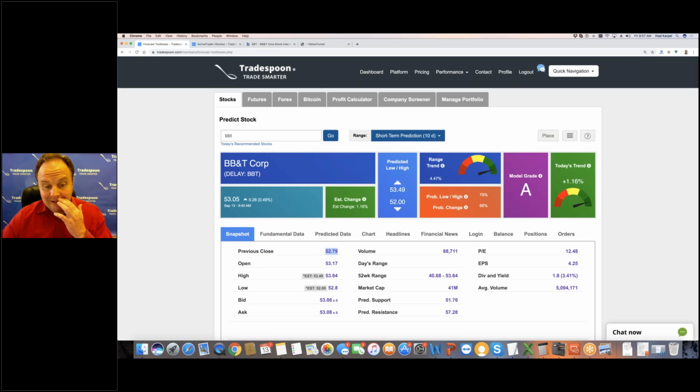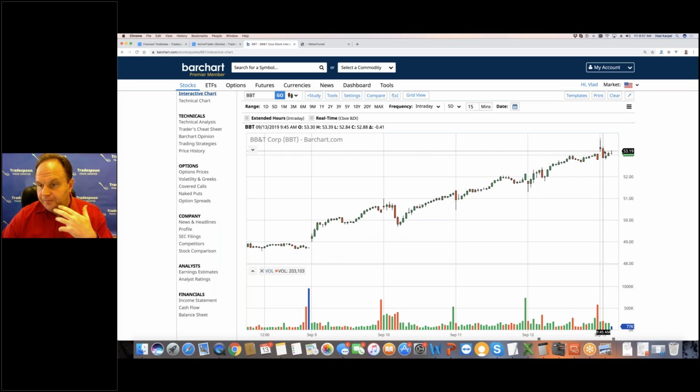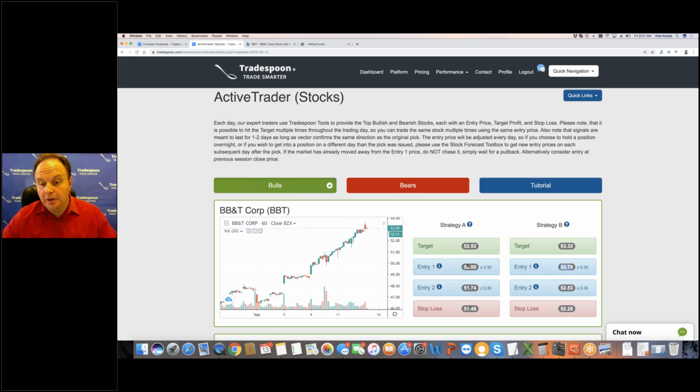So if you decided to enter at 52.79 or 52.81, then at this point you would be up by about 40 cents. So 0.5%, slightly higher than 0.5%. If you entered the trade from strategy B, from the previous session low. If you waited for the predicted low, today, at least as of right now, it hasn't reached the predicted low, so you would not be in the trade.